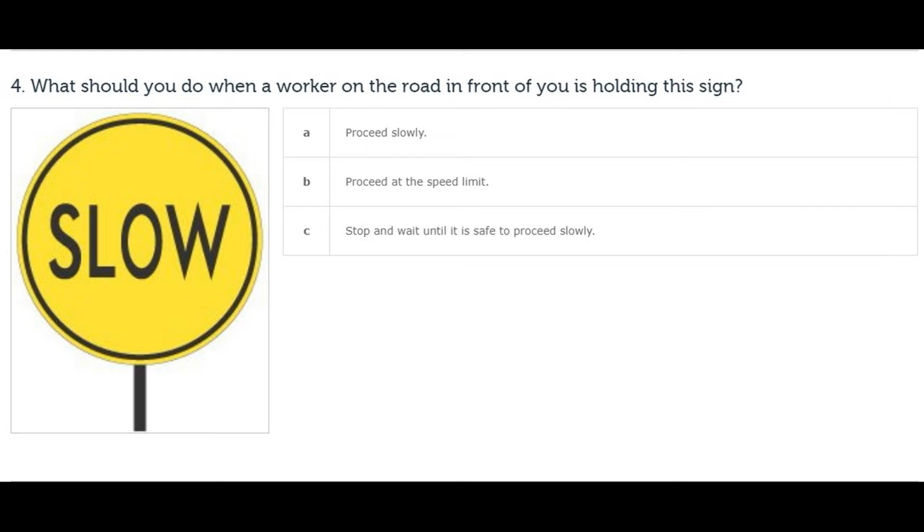Question 4. What should you do when a worker on the road in front of you is holding this sign? A. Proceed slowly. B. Proceed at the speed limit. C. Stop and wait until it is safe to proceed slowly.